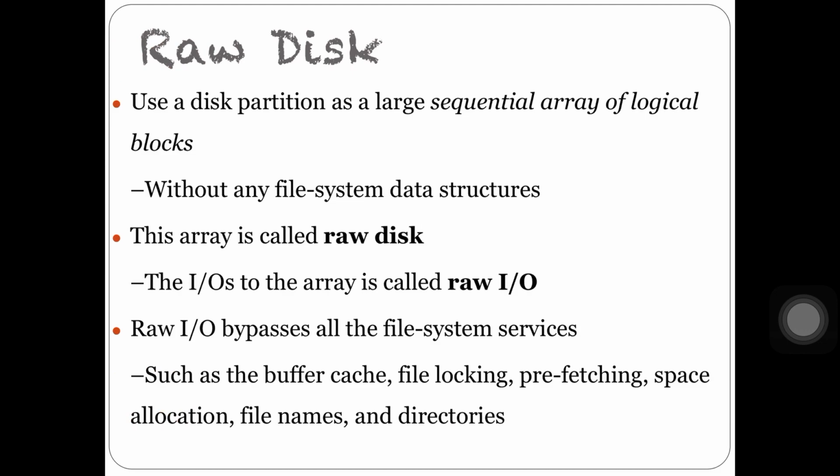So raw IO bypasses all the file system services such as buffer cache, file locking, prefetching, space allocation, file names, and directories. So we can make certain applications more efficient by implementing their own special purpose storage services on a raw partition. But most applications perform better when they use regular file services. So this is all about disk formatting.